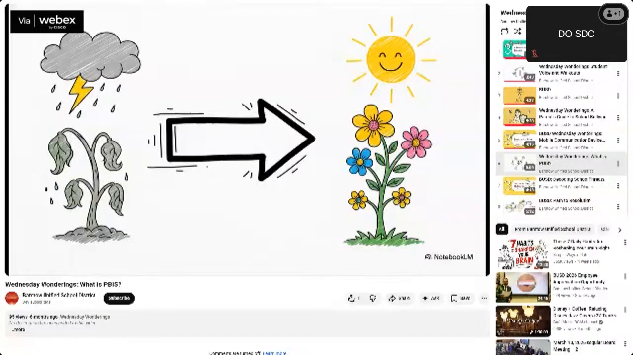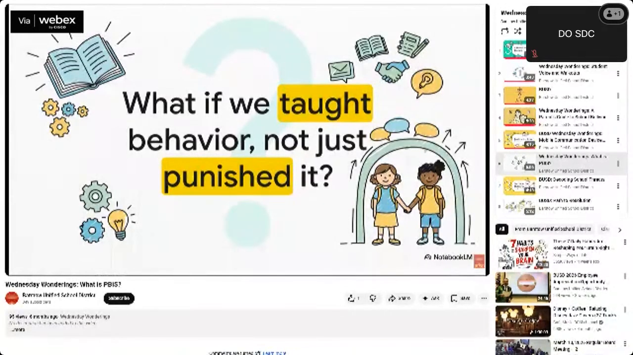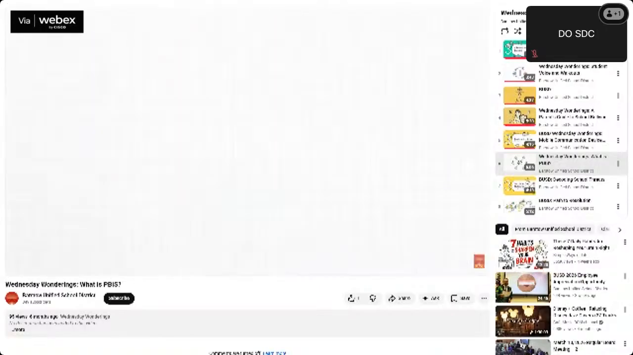And that really leaves you with a huge question to think about, doesn't it? What if school wasn't just a place that punished bad behavior, but a place that actively taught good behavior, with the same focus we give to reading and math? Just think about what that simple shift could really truly change.